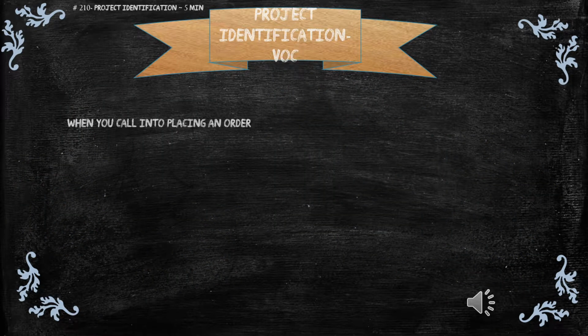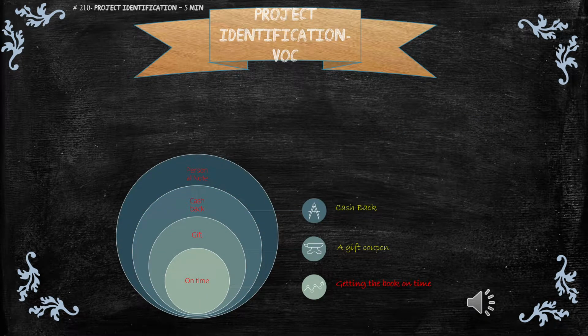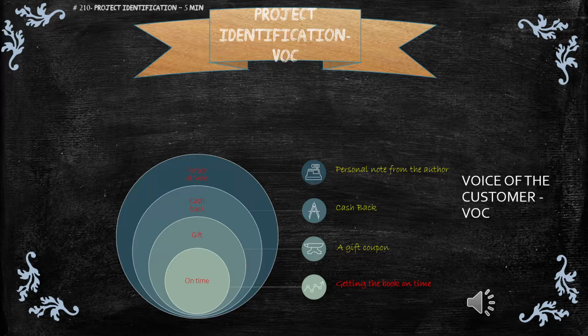When you call in for placing an order from an online store, what is important to you? Let's say you have a seemingly simple order for a book, and you state in your order that you want the book delivered in 2 days. Getting the order delivered on time is what is important to you, the customer. But these are expressed from the customer's viewpoint. These are what we call the voice of the customer, or VOC. These are customer needs and at this stage are not very measurable.